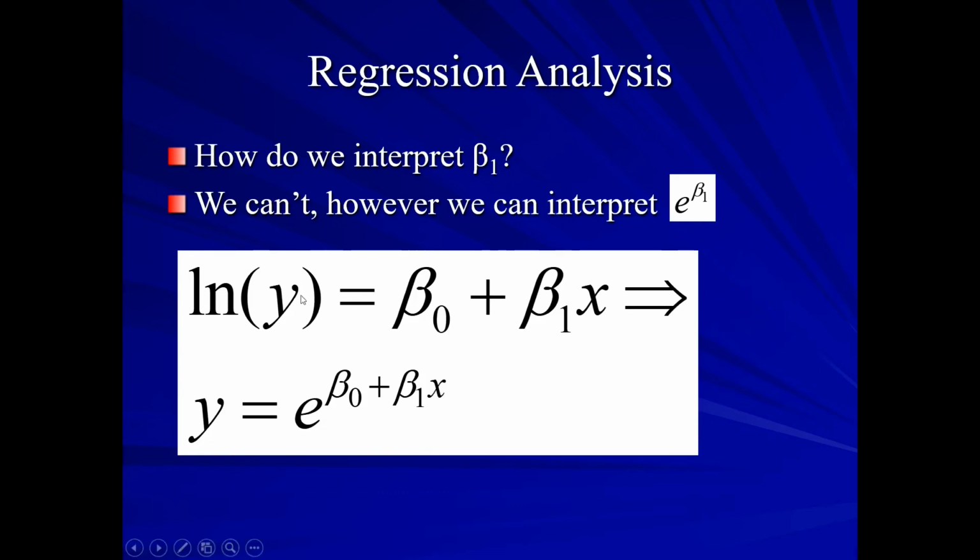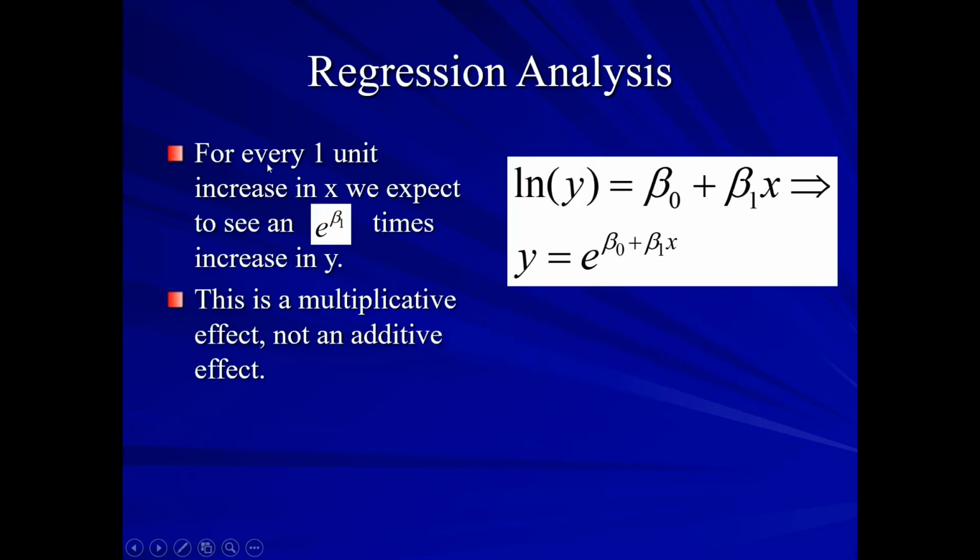So if I have to do this natural log of y transformation, then once I get my values for my estimates, I then need to exponentiate everything out so that I can get y back into its original form. And so I take e to the natural log of y, that gives me y, and that's going to equal e to the beta 0 plus beta 1 x. For every 1 unit increase in x, we expect to see an e to the beta 1 times increase in y in this case. This is a multiplicative effect now, it's not additive.